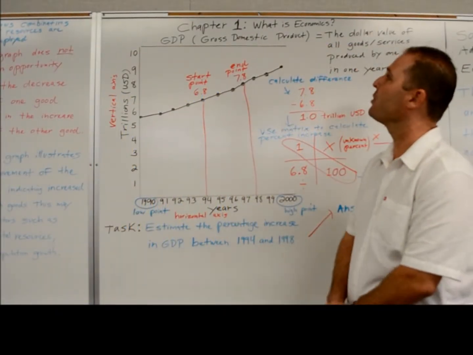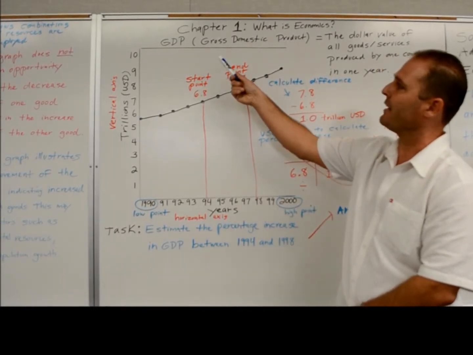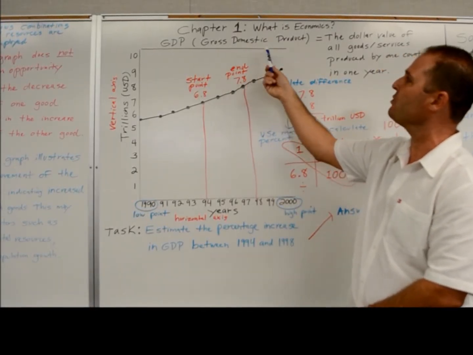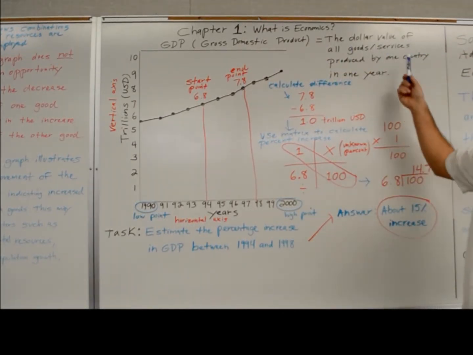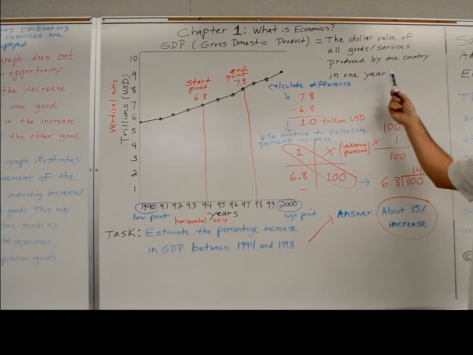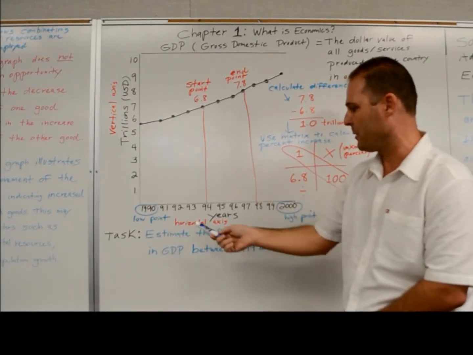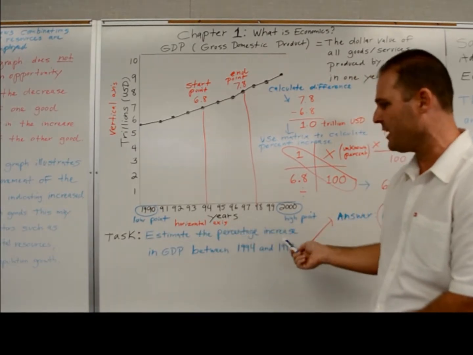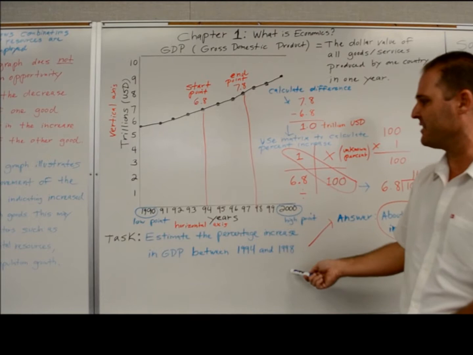Today we're looking at chapter 1 entitled What is Economics? In particular, we'll be taking a look at GDP, which means gross domestic product. That is the dollar value of all goods and services produced by one country in 1 year. So our task for this illustration will be to estimate the percentage increase in GDP between 1994 and 1998.